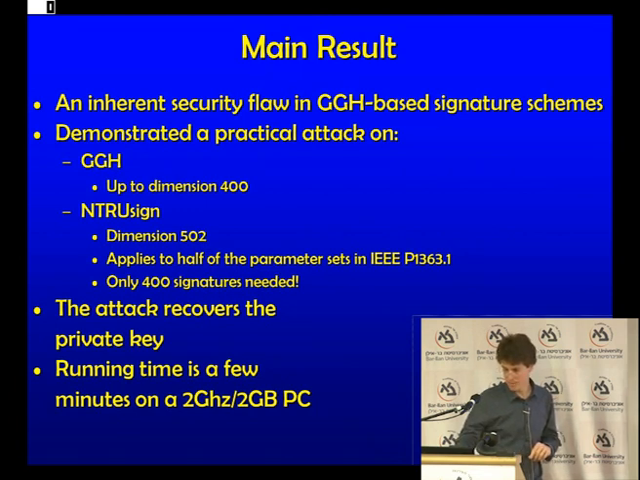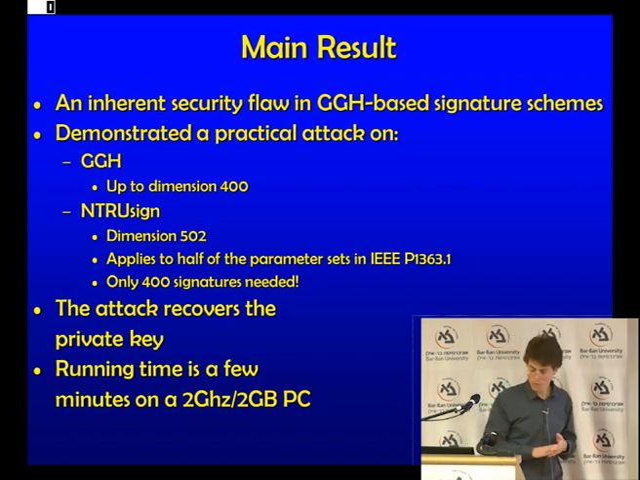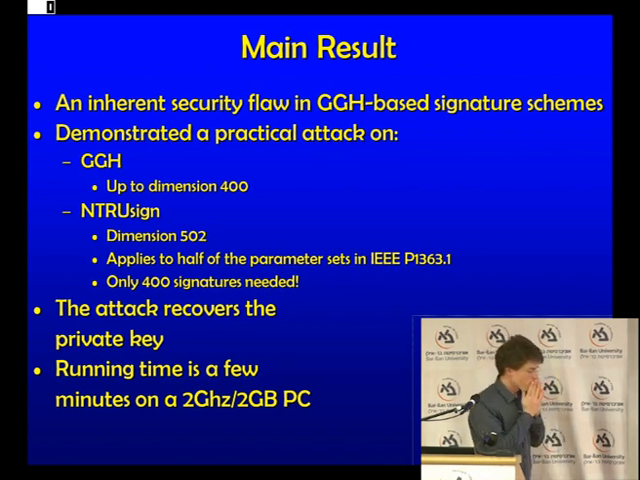And now, let me go to our main result. The main result is essentially that we found an inherent security flaw. There's a serious flaw in all these signature schemes based on GGH, and you'll see it's not a difficult one. Once you see it, it seems even simple. But the reason it wasn't observed before is mainly because it's different from the way people thought about NTRU and the NTRU signature scheme. It's more geometrical and less algebraic. So that's, I guess, why it was not observed before.